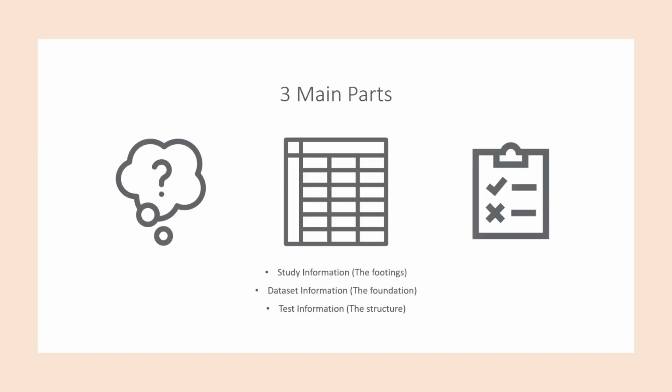The checklist has three main sections. The first section deals with information about the overall design and purpose of the study. If we compare a study to a building, information about the research questions and study design are like the foundation footings of a building. This information defines the scope and boundaries of a study and, if done properly, provides a stable structure for further work.